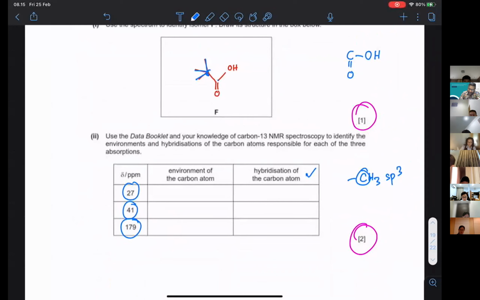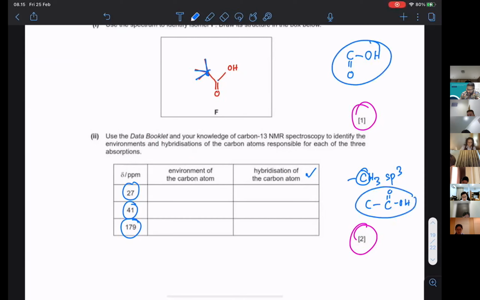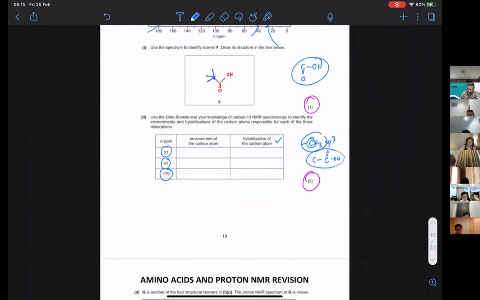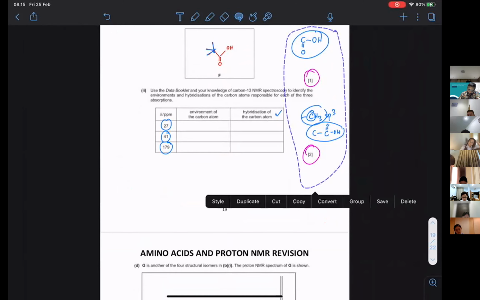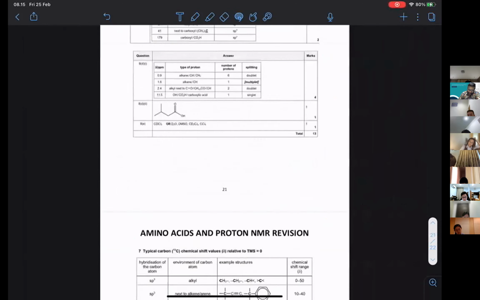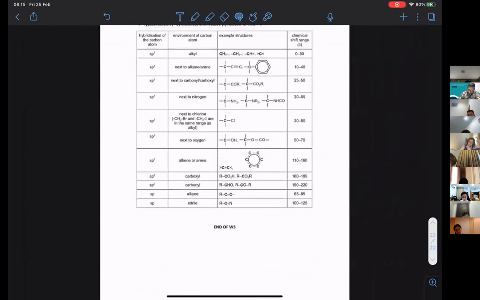The carbon is attached to another carbon that has C double bond O. So I'm looking for this one, and I'm looking for this. Let me bring up the data here.